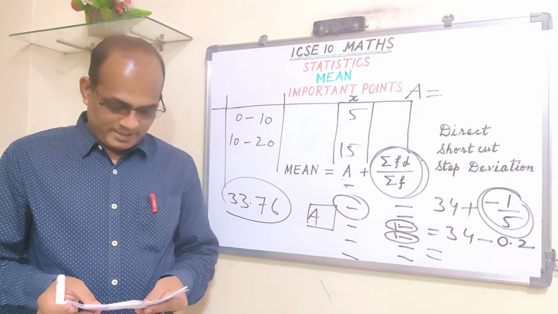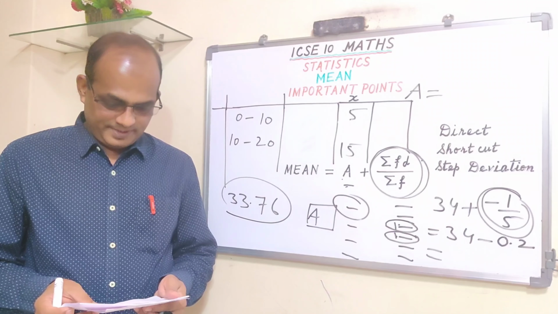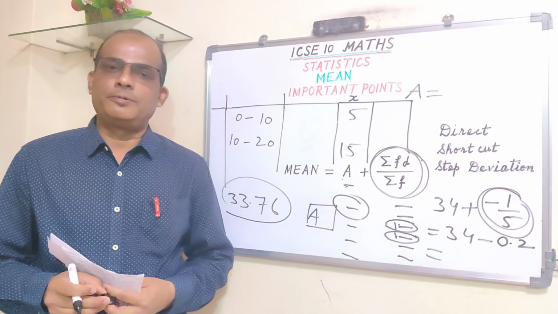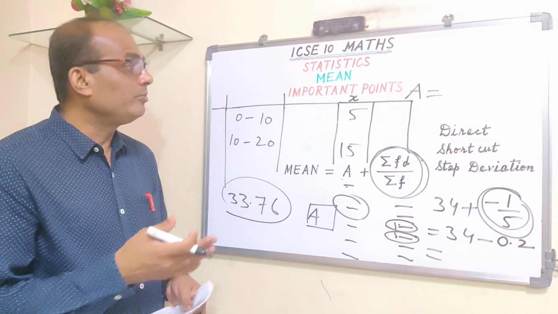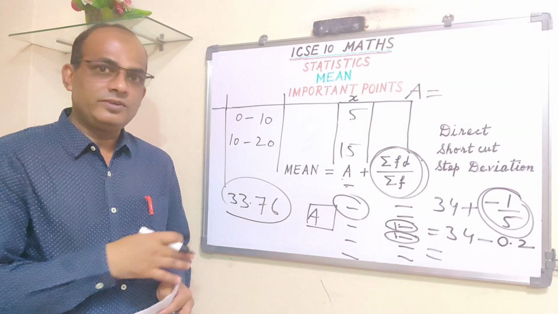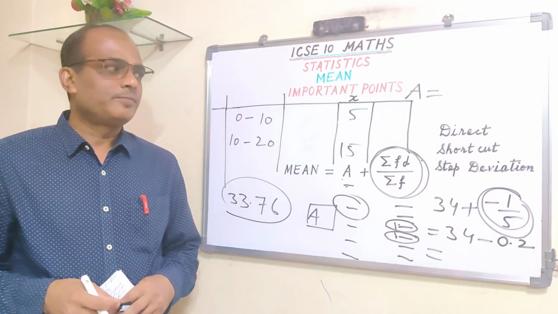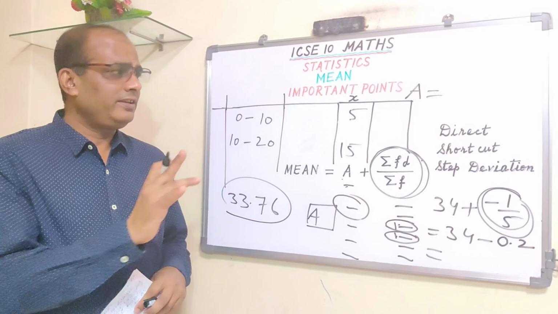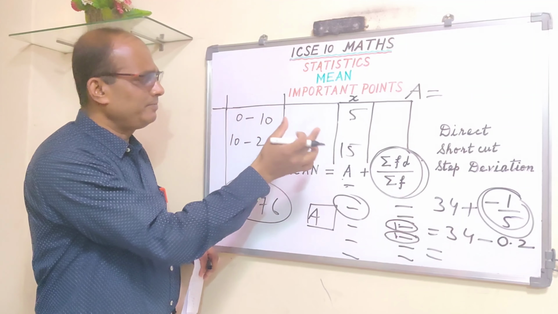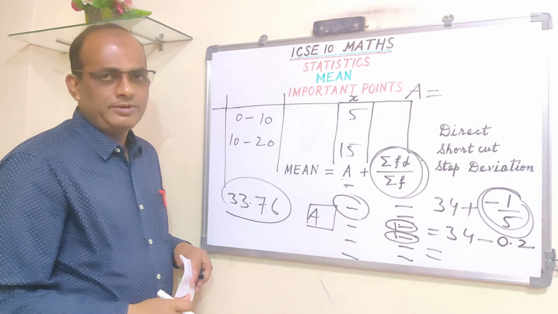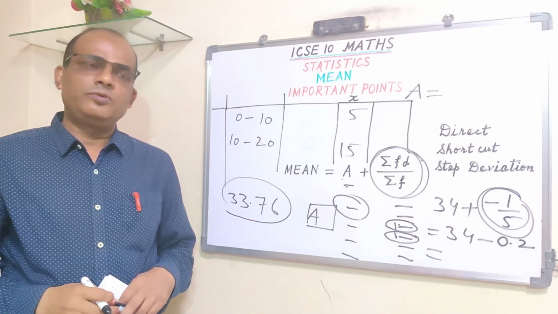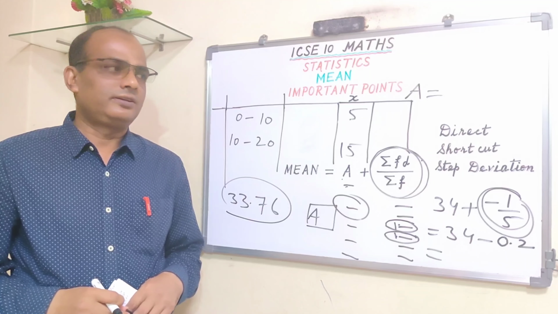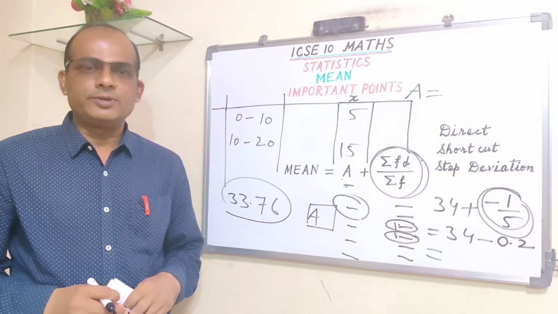Alright, so I hope things are clear. For more clarification, you can watch my video. I'm going to solve 1 or 2 questions on this shortcut method or step deviation method. Direct method is very easy. You have to simply multiply, sigma fx upon sigma f. So first I'll do shortcut method, then step deviation method, and then if time permits I'll do direct method also.